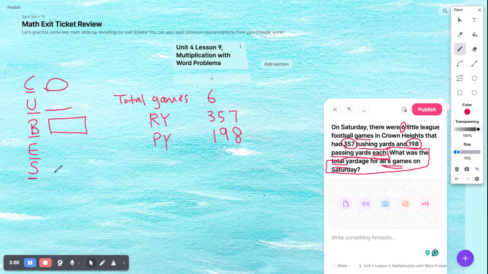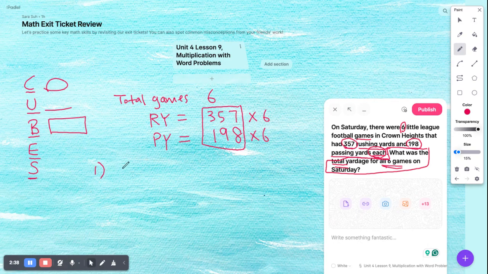How can I come up with the solution? I'm trying to set up an equation, and I know that I underlined each. Because each yards indicate either 357 or 198, and there are a total of 6 games, I know that I have to multiply each by 6. So this is one way that I can set up. I can find the total number of rushing yards and then passing yards and add them up. Or I can add these up first and then multiply by 6. Today, I'm going to just add them up and then multiply by 6.